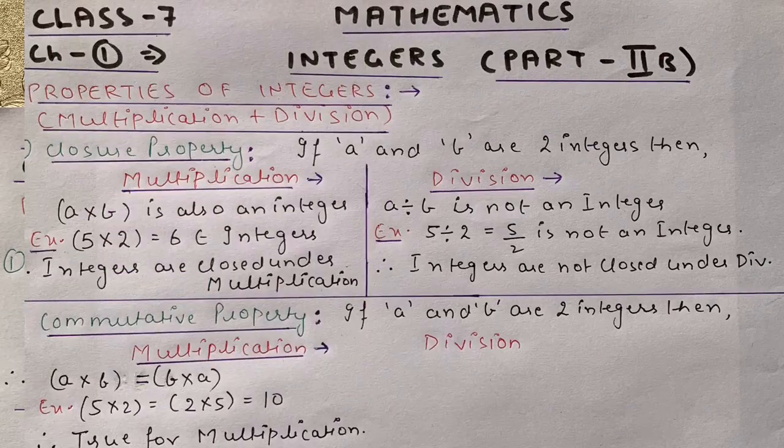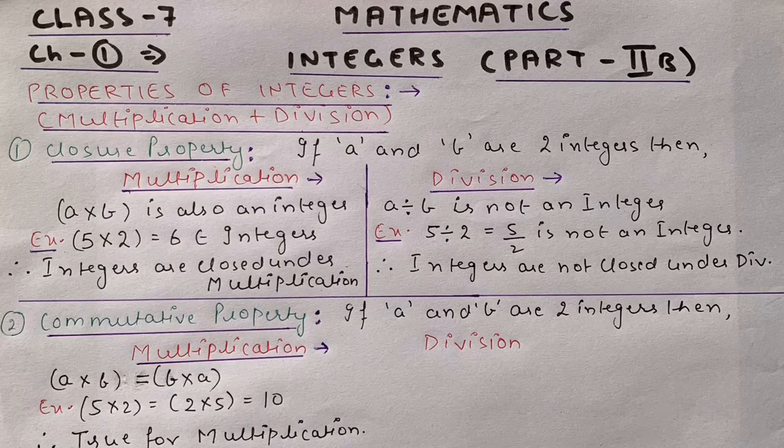Now coming to our second property, commutative property. For multiplication, a into b will be equal to b into a. Example, 5 into 2 will be equal to 2 into 5, and in both cases the answer is 10. So for multiplication, commutative property holds true.